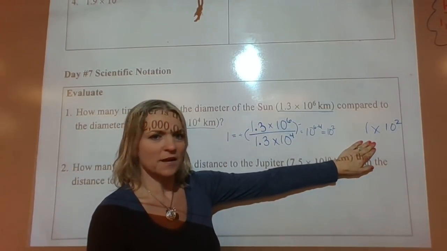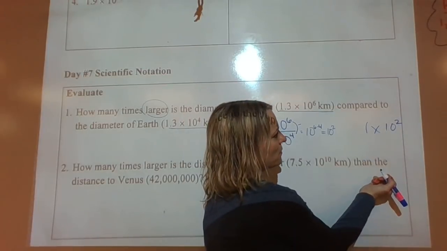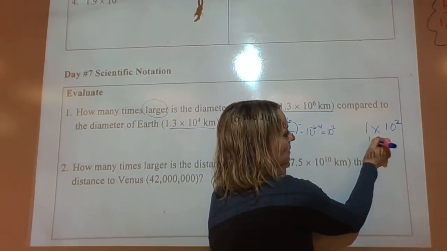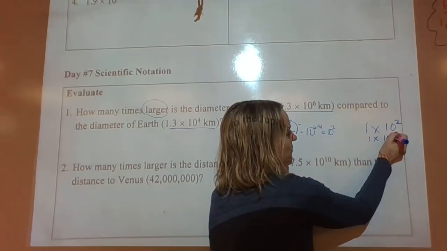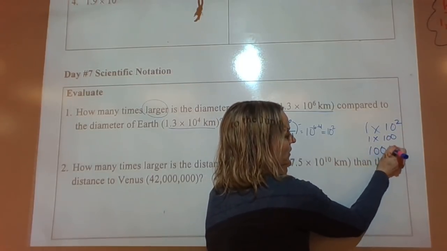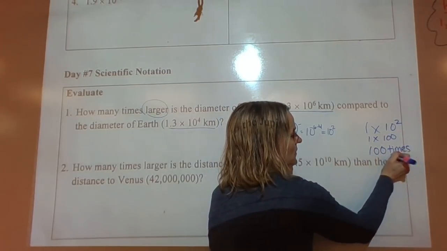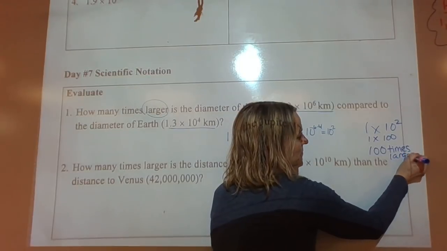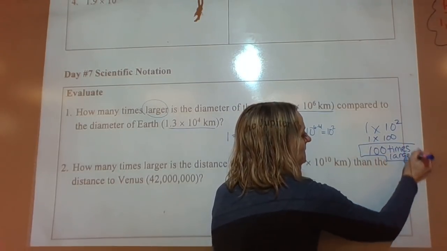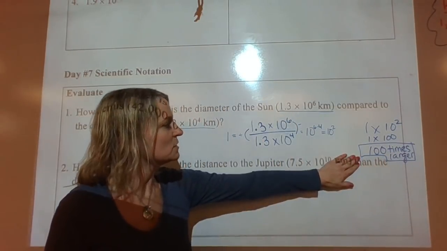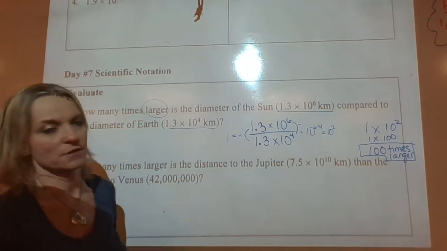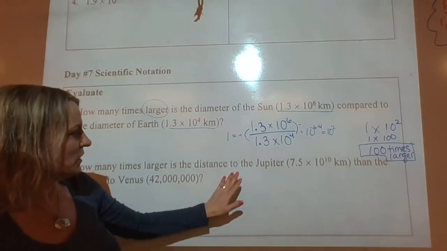Now, let's write that as an actual number. 10 to the 2nd power would just be 100, right? 10 times 10 is 100, so it's just 1 times 100, or 100 times larger. All right, so that's how many times larger the sun is versus the earth. All right, so we're going to look at another similar one.